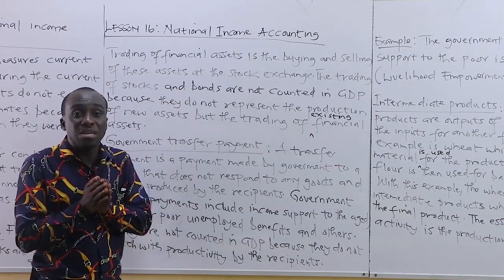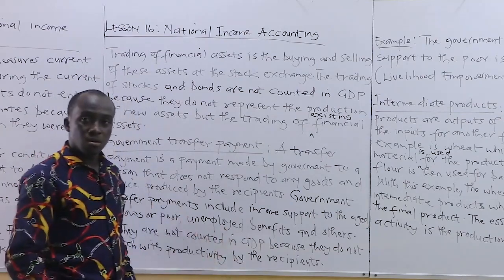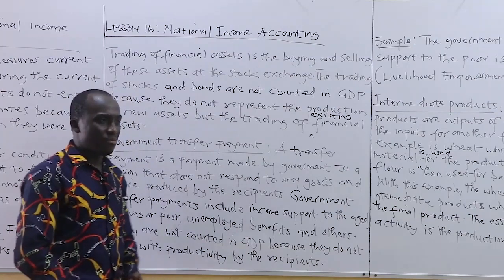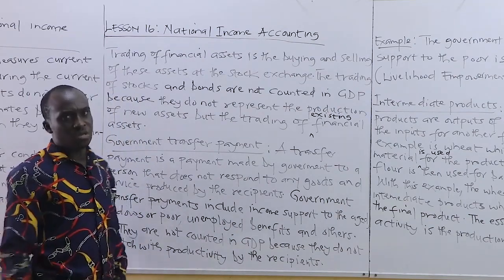If I work for the government, they pay me, and they can add it to GDP because I worked for it. It's productivity. But if you receive money without working for it, it's something like government trying to support you because maybe you're economically disadvantaged. It should not be added to the year's GDP.